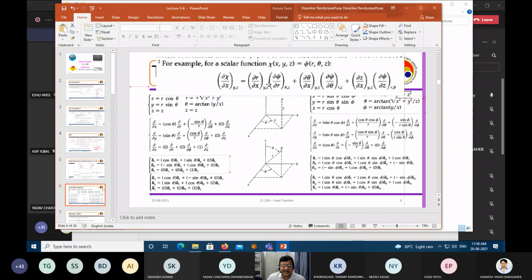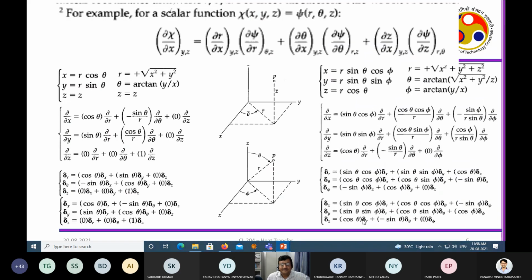So, can anybody tell me what is del R by del X in a cylindrical coordinate? Del R by del X at constant YZ. You know what is R theta Z, right? R is equal to plus root over of X square plus Y square, right? What is del R by del X? So X by root, but then if I convert it, X by R, so cos theta. Cos theta, right? So you see that del R by del X is cos theta. Right? So this is that component.